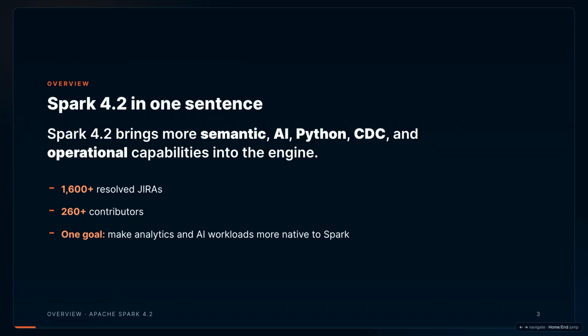Spark 4.2, in one line: more semantics, AI, Python, CDC, and operations powers, all in the same engine. So the numbers: over 1,600 JIRAs from over 260 contributors. One goal ties it together: make analytics and AI more native to Spark.